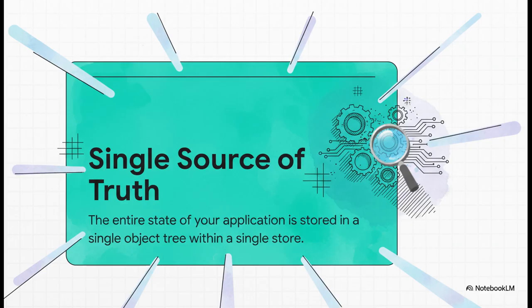First up, a single source of truth. Instead of having bits and pieces of your app's state scattered all over the place, the entire state of your application lives in one single JavaScript object. This is huge. It means at any moment you can look in one spot and know exactly what's happening in your whole app. Debugging suddenly becomes way simpler.